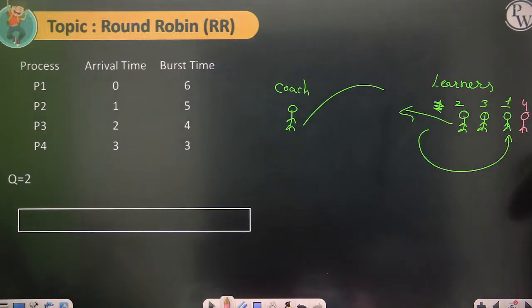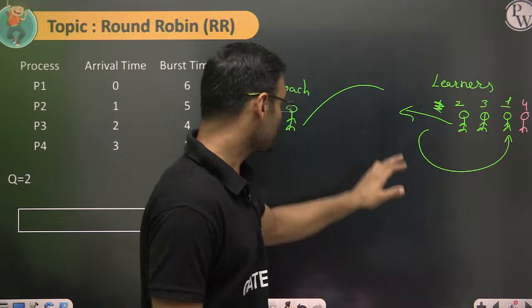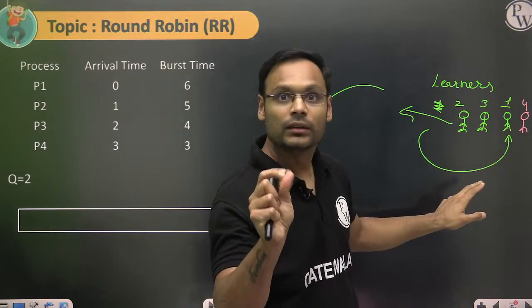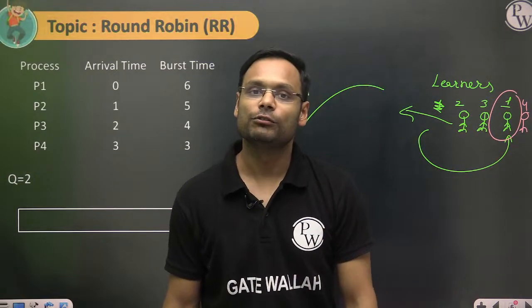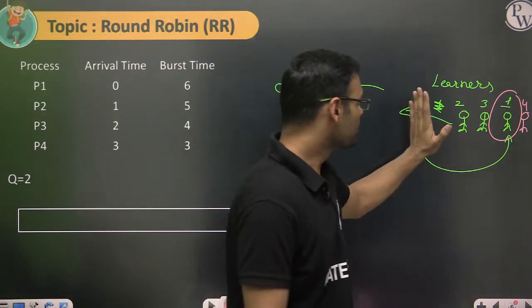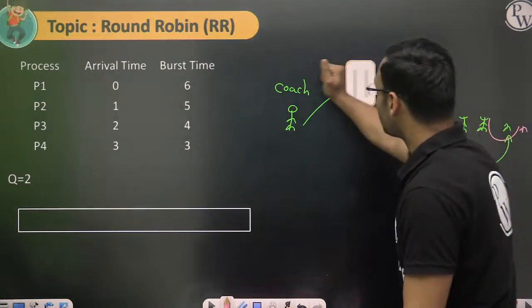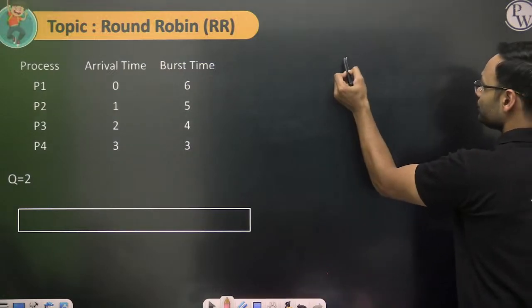If any process runs and completes its first burst, what happens? That particular process will be added at the end of the queue, so that we always have the sequence correct. That is what I wanted to explain. Now see, I am going to maintain a ready queue.